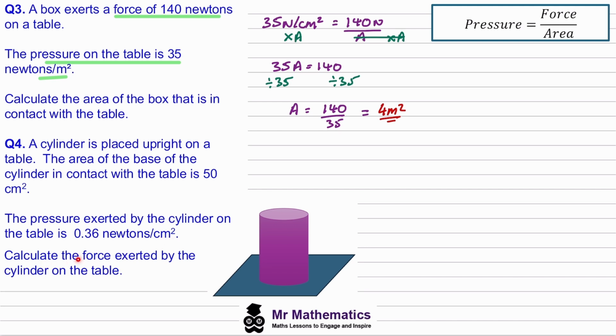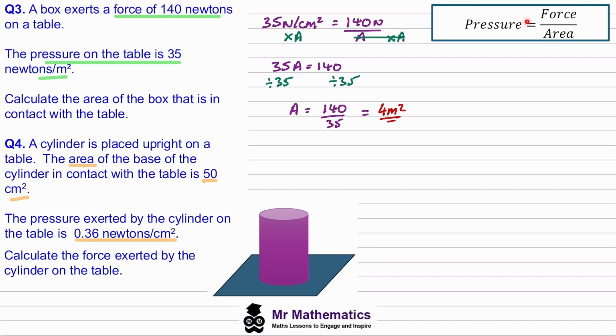We've been asked to calculate the force exerted by the cylinder on the table. If you want to try this question yourself, you can pause the video and come back when you're ready. We're given that the area is 50 centimeters squared, and that the pressure is 0.36 newtons per centimeter squared.